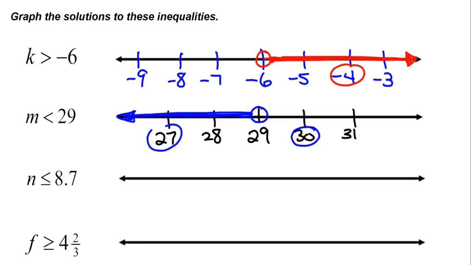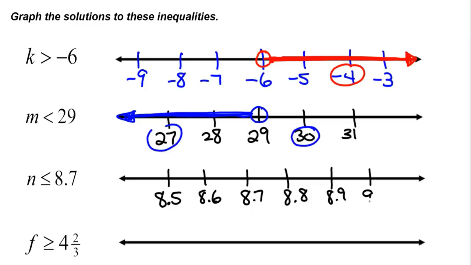Next one, n is less than or equal to 8.7. So now I've got a decimal value. So to do that, I'm not really going to be counting by ones now. Now I need to get those decimal values in there. So I'm going to start at 8.5, and I'm going to count by 1/10. So this would be 8.6, 8.7, 8.8, 8.9, and 9.0. That would be enough to give me scale and scope, to see where I'm at on this number line.